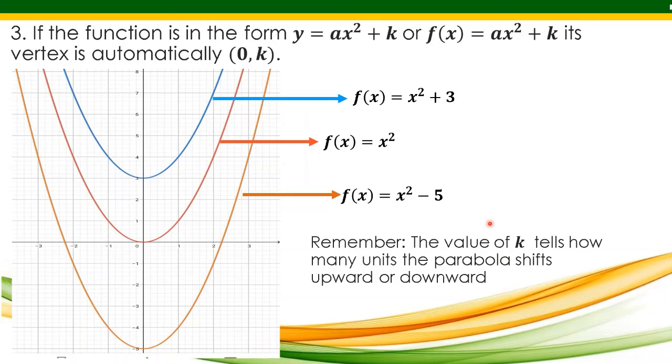So the value of k tells how many units the parabola shifts upward or downward. So katulad dito, ang k dito ay positive 3. Ito ang k dito 0. And then yung x squared plus 3, ang k niya ay 3, aakyat siya ng 3 beses. 1, 2, 3. And then yung isa naman, negative 5. So ibig sabihin, bababa siya ng 5 beses. 1, 2, 3, 4, and 5. So yun yung nagiging epekto ng pagbabago ng value ng k. It tells how many units the parabola shifts upward or downward.